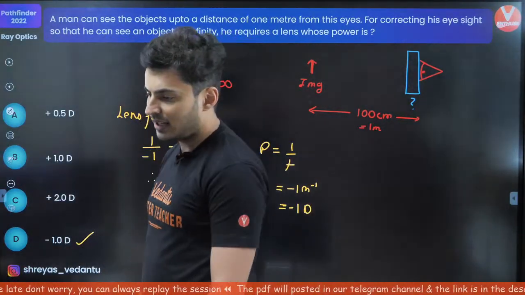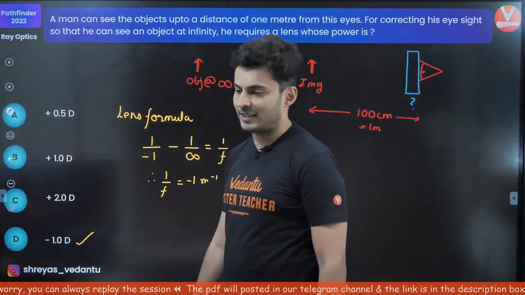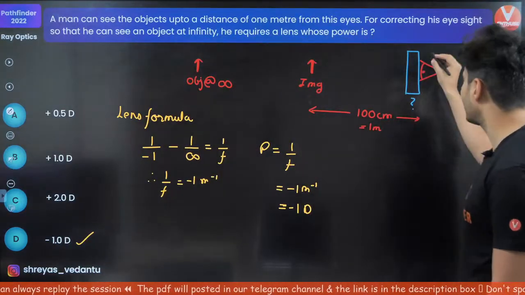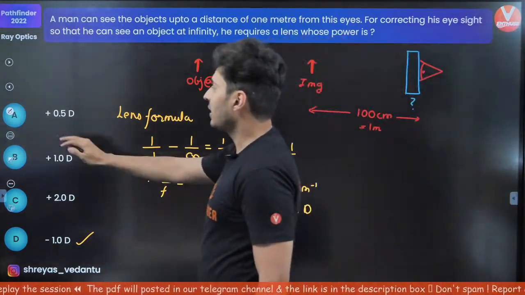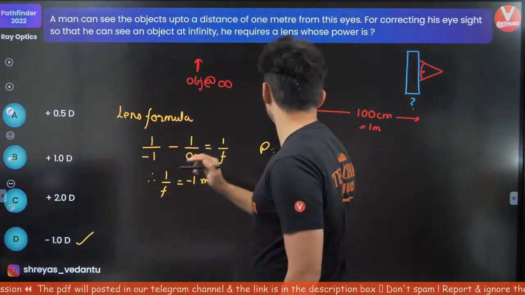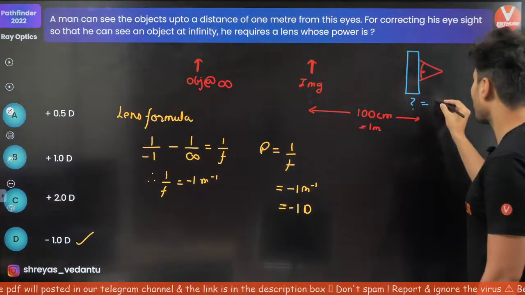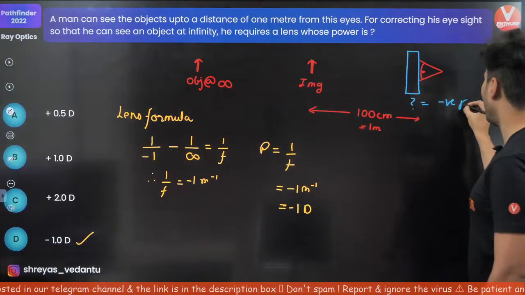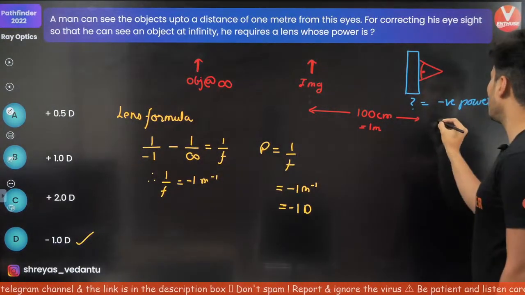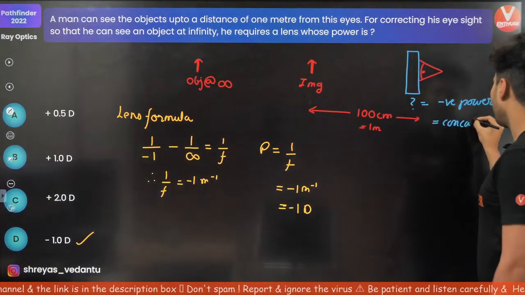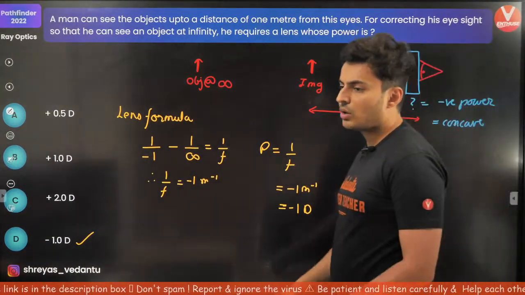So that's the power of the lens that you will be using. Got it? Very good, Abhishek. F is negative. Yes, correct. So what kind of lens is this? This is basically that unknown lens. What is that unknown lens going to be? This unknown lens, since it is negative power, that means it should be a concave lens. It should be a concave lens.